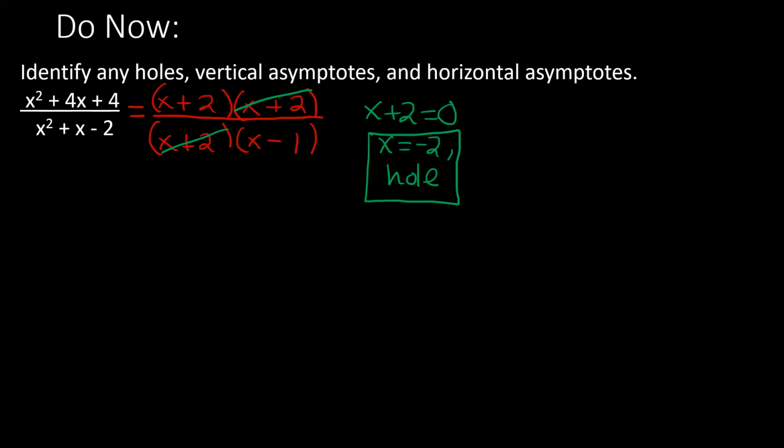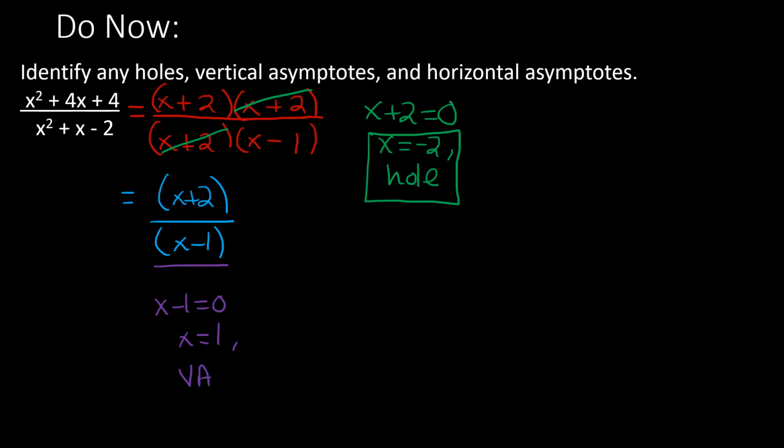For our vertical asymptote, what we want to do here is make sure that we write our factored form here. We would get x plus 2 over x minus 1. And we want to take our denominator here, and we're going to set that equal to 0 as well. And we get that x equals 1. And this is the equation for our vertical asymptote.